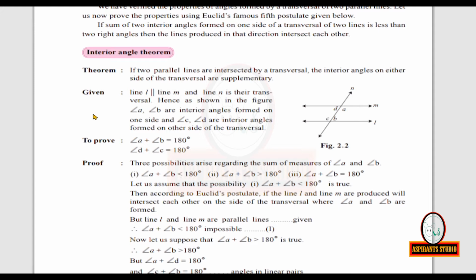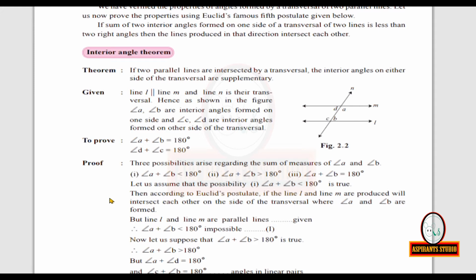Now, for doing this proof, three possibilities arise. The first one: angle A plus angle B is less than 180 degrees. The second case: angle A plus angle B is greater than 180 degrees. And the third case: angle A plus angle B is equal to 180 degrees. So let us assume that possibility 1 is true, that is, measure of angle A plus measure of angle B is less than 180 degrees. We are going to prove this by the indirect proof method. So we are assuming that the first statement is true.